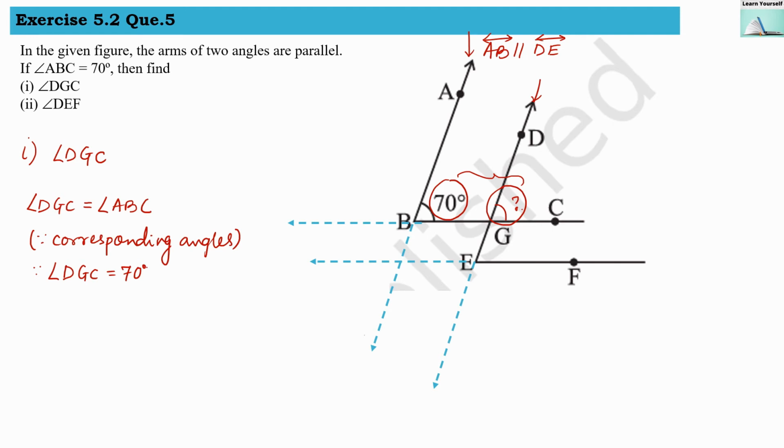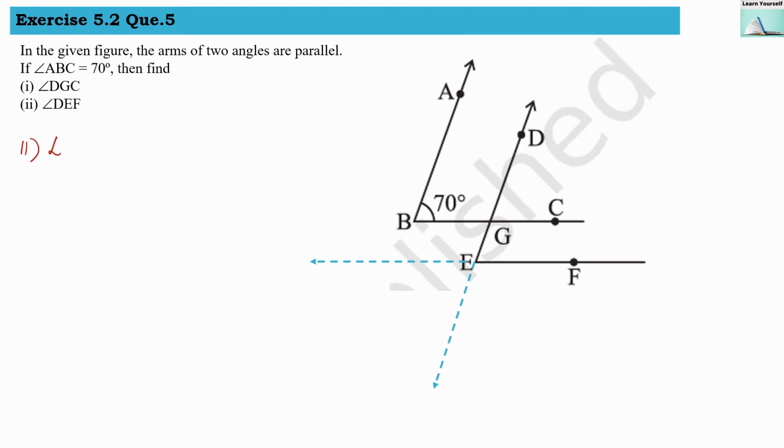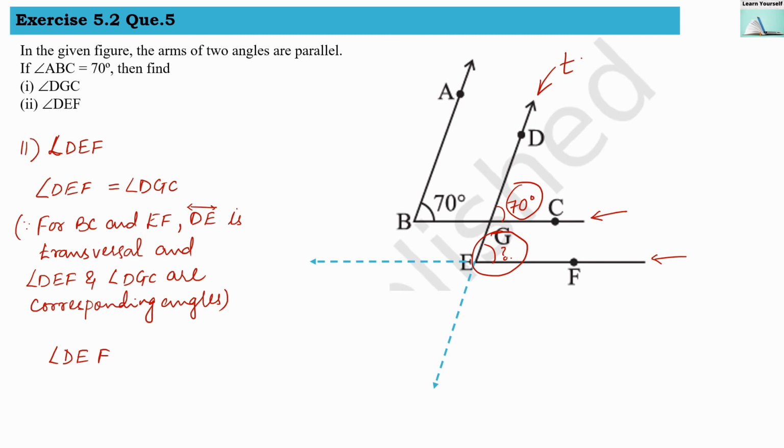We have to find out the measure of angle DEF. So this is 70. This also we found out is 70 degrees, and we have to find out the measure for this. Now as you can see, for the line BC and the line EF, DE will be the transversal. So the 70 degree angle and this angle DEF will be corresponding angles, so their measures will be equal. And because of that, angle DEF's measure will be 70 degrees.